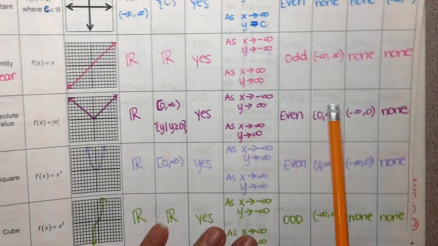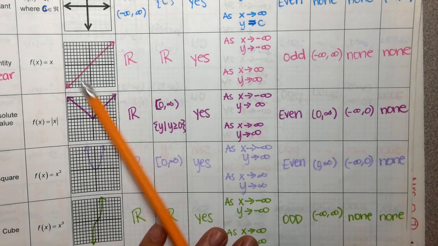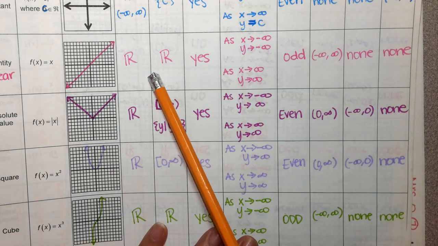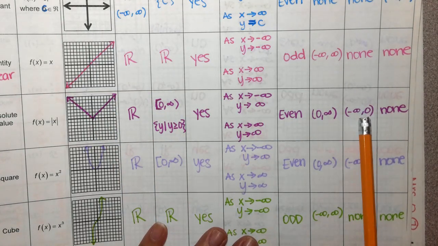That's what this increasing and decreasing is over here. Same thing for the absolute value. I got it. It looks like it's going up, right? But actually, if you're reading from left, it's going down, then turning and going up. So it does have both intervals of increasing and decreasing.